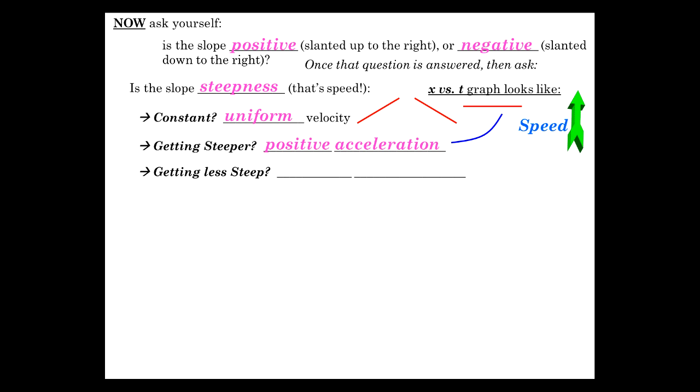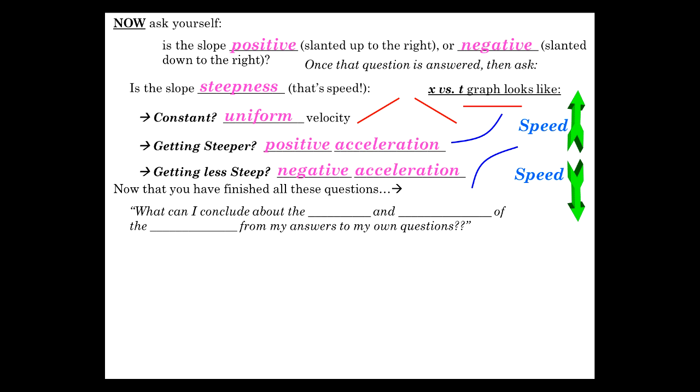Or it's possible that it's getting less steep, in which case you have negative acceleration. So an example of that would be like this. An upside down bowl, curvy downy. The speed is going down. The slope is getting smaller in magnitude.